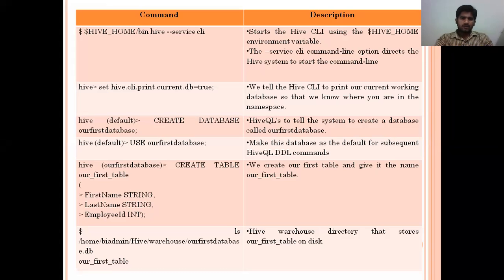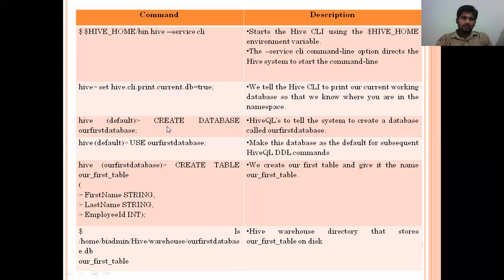Now I am going to set the environment. These are the things we discussed: how to set the environment variable, how to set the path, all those things. Same here also. Then we set the CLI to print the current database. To know the namespace, we use these commands to set the path.